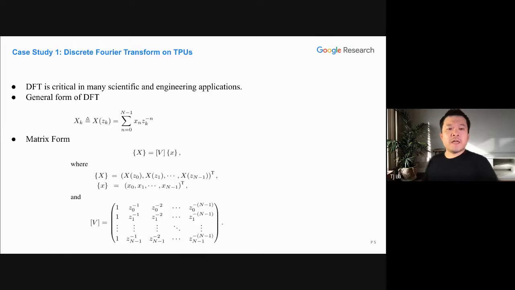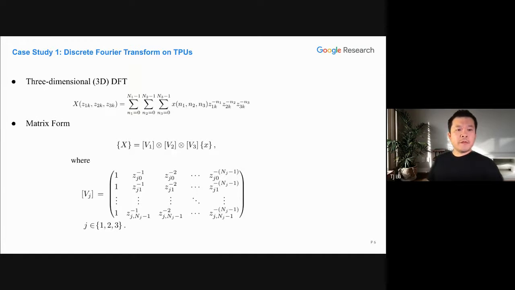The general form of DFT is shown in the first equation, where x_n is the input. DFT has a matrix form, which is written as capital X equals capital V times x. V is the Vandermonde matrix. The matrix form of DFT can be generalized into higher dimensions with the Kronecker product. The example shown here is a 3D DFT, where V_j, j equal to 1, 2, 3, are Vandermonde matrices corresponding to the 3 dimensions.